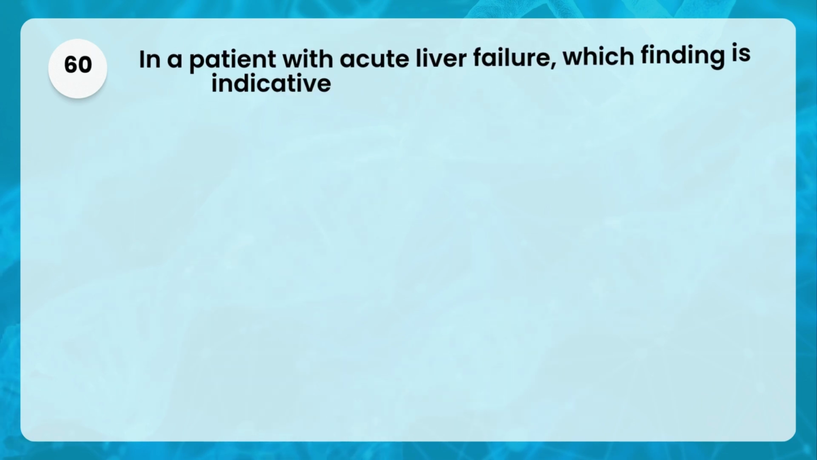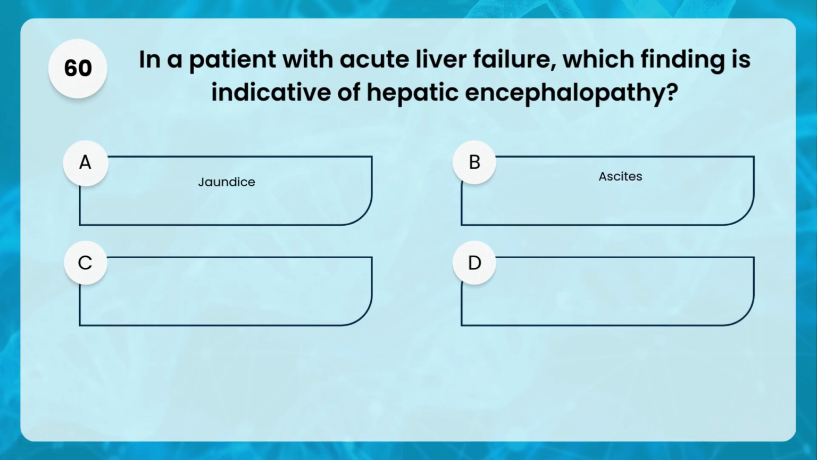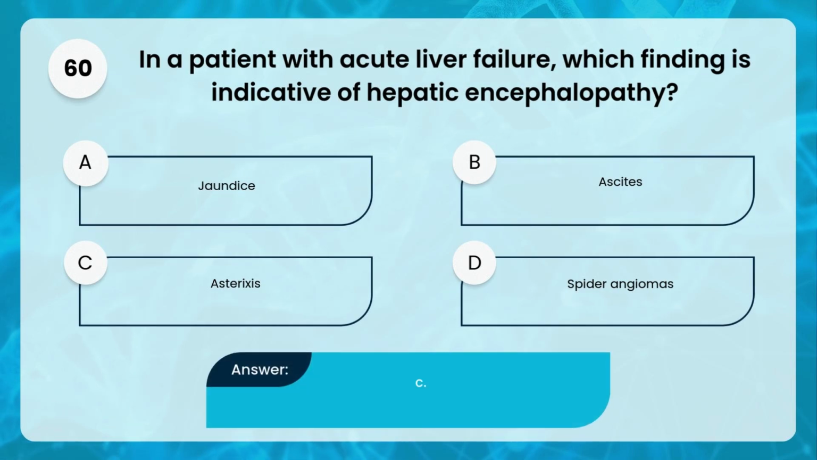60. In a patient with acute liver failure, which finding is indicative of hepatic encephalopathy? A. Jaundice, B. Ascites, C. Asterixis, or D. Spider angiomas? The answer is C. Asterixis.